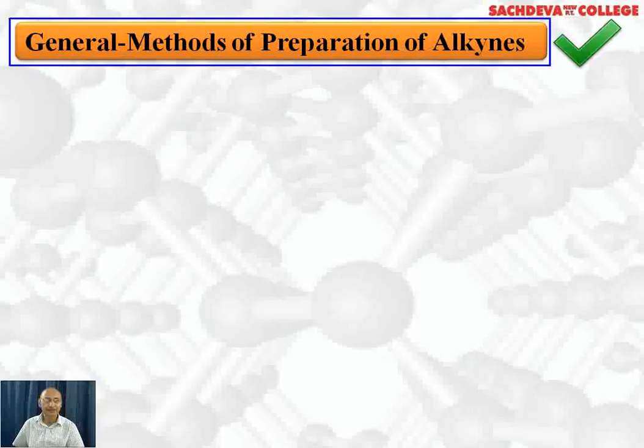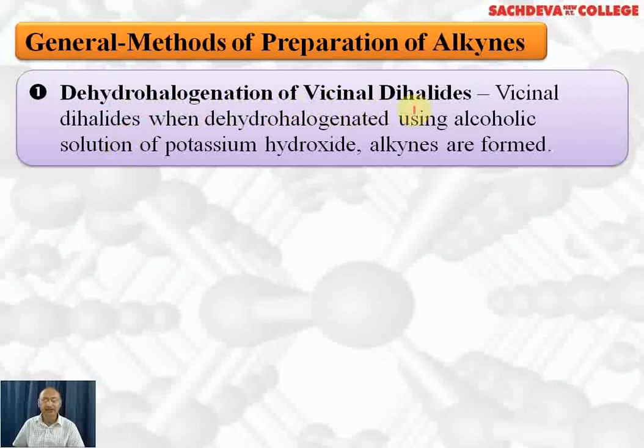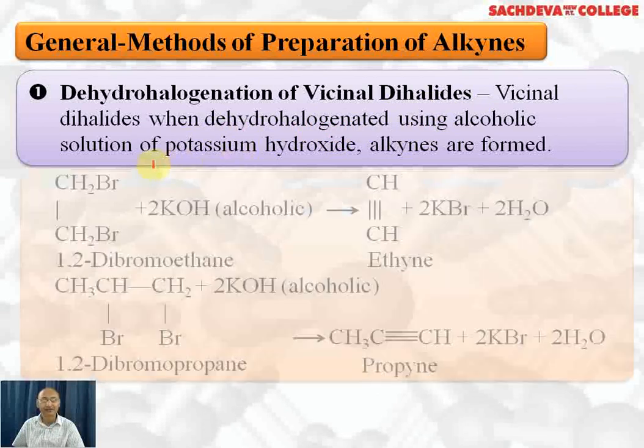Let's take up methods of preparation of alkynes. First, we are taking dehydrohalogenation of vicinal dihalides. Vicinal dihalide means two halogen atoms are attached to adjacent carbons. Vicinal dihalides, when dehydrohalogenated, meaning removal of hydrogen halide using alcoholic KOH, form alkynes.